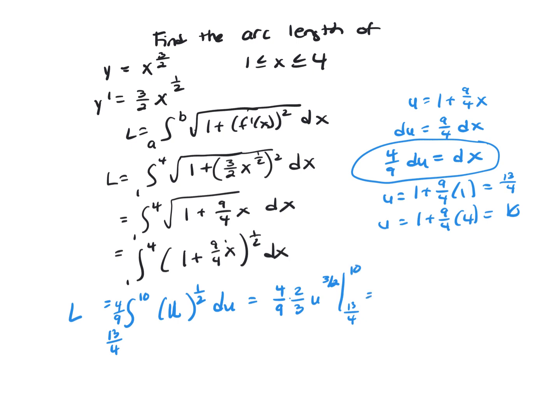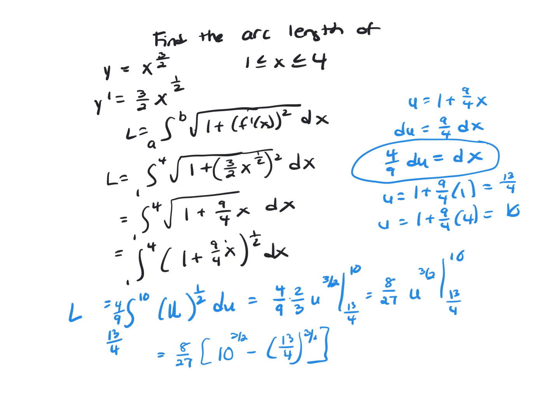This is 8/27 u to the 3/2, with lower endpoint 13/4 and upper endpoint 10. So that will equal 8/27 times 10 to the 3/2 minus 13/4 to the 3/2.